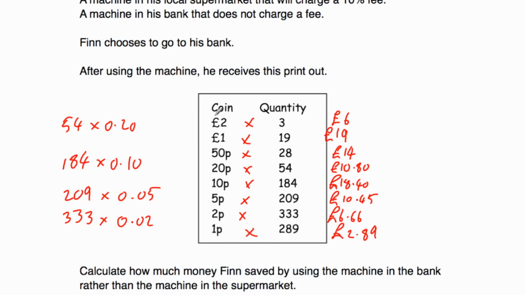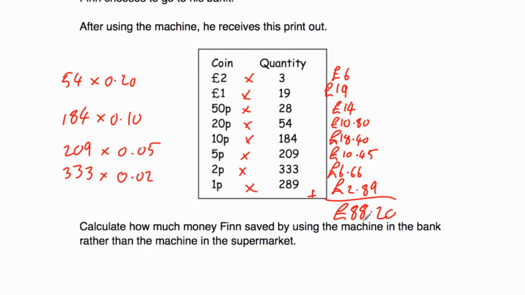So we now know the totals for each of the coins. Now if we add them together, we'll find out the grand total, how much money he put into that machine at the bank. So if we do 6 plus 19 plus 14 plus £10.80 plus £18.40 plus £10.45 plus £6.66 plus £2.89, that's equal to £88.20. So that means that Finn put £88.20 in the machine in the bank.